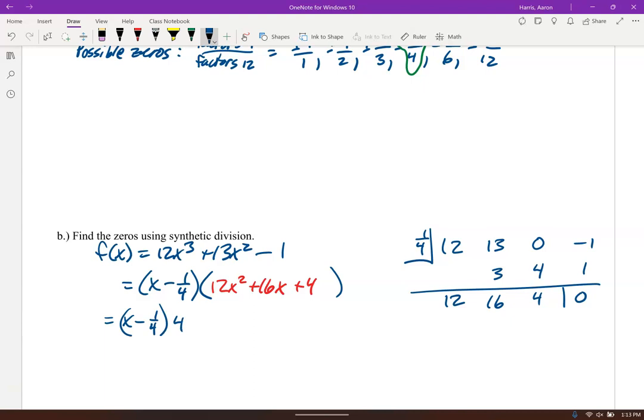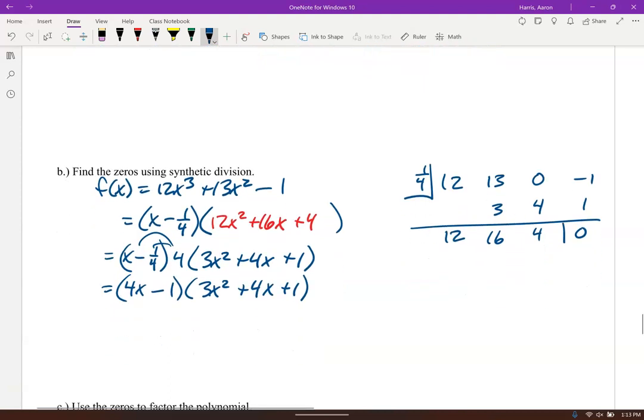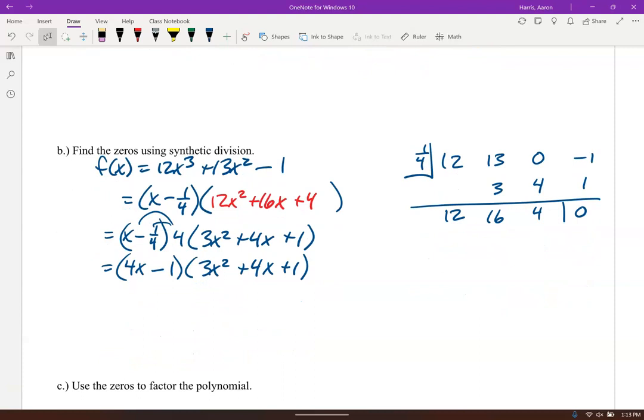Take a 4 out of that, and I'd be left with 3x squared plus 4x plus 1. And I'm actually going to put that 4 into that one so I don't have rational numbers, just have integers there. And then I'm looking at this 3x squared plus 4x plus 1, and the nice thing is I got a quadratic again, so this will factor for us.